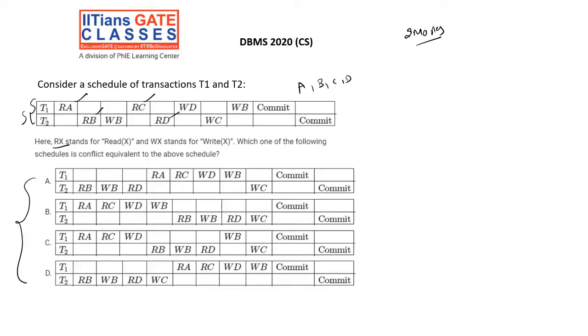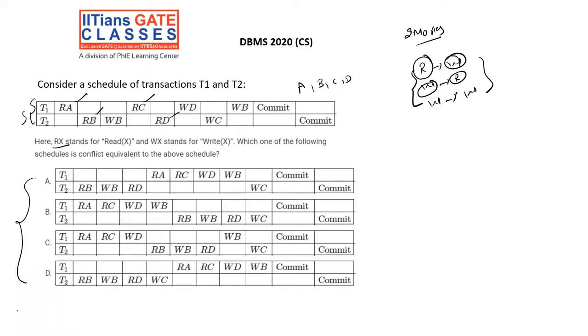Let's suppose that is S. Conflict equivalent means we don't swap the conflict operations. What are the conflict operations? Read-write is a conflict operation, write-read is a conflict operation, and write-write is a conflict operation. These are the conflict operations, right? And read and write must be from different transactions, whatever the transaction order, T1 then T2 or T2 then T1. We don't swap the conflict operations.